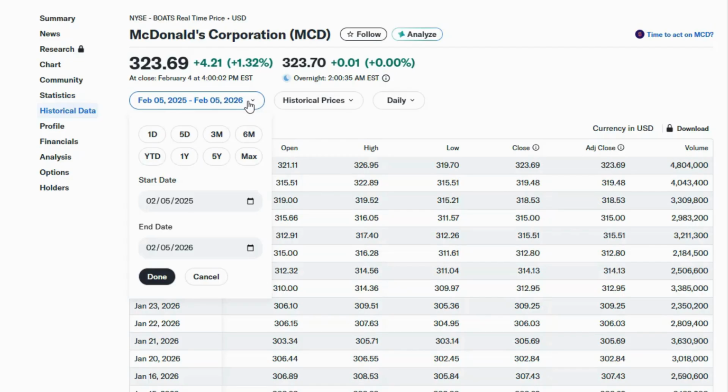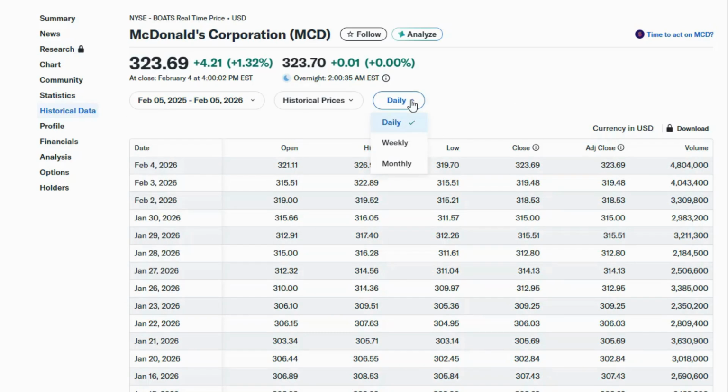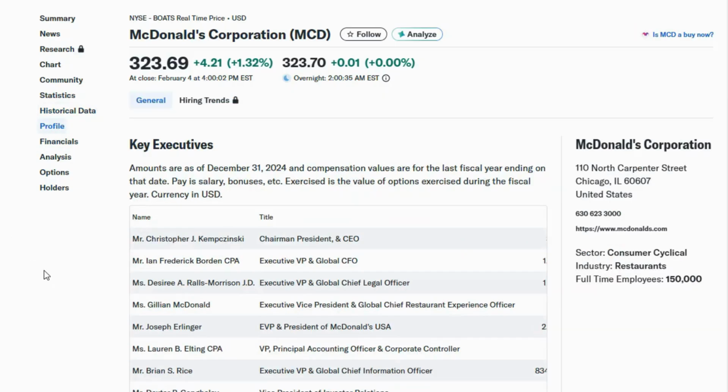On the Historical Data tab, you get the company's share price history. You can adjust the date range to view price information based on your needs. The default setting is daily prices, but you can change it to weekly or monthly. In the past, Yahoo Finance allowed you to download this data as an Excel file. That feature is now available on a paid basis. However, you can still copy the data and paste it into an Excel file.